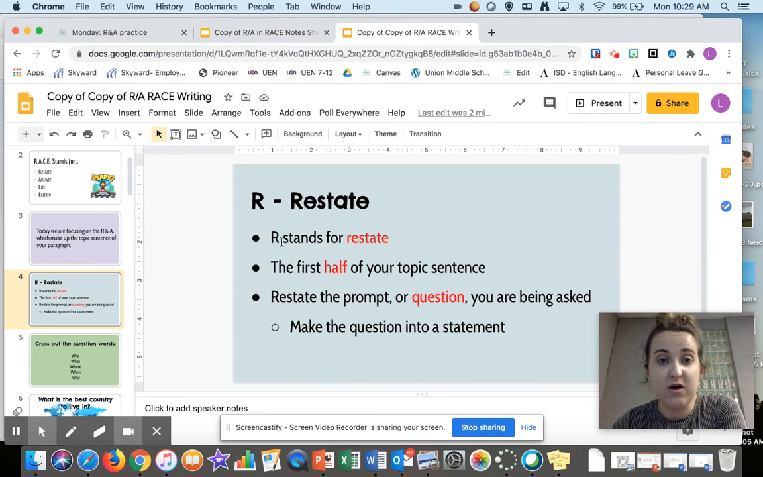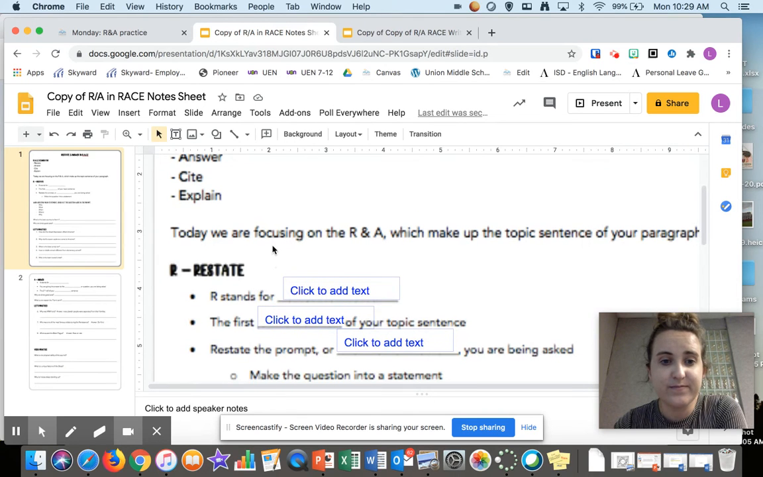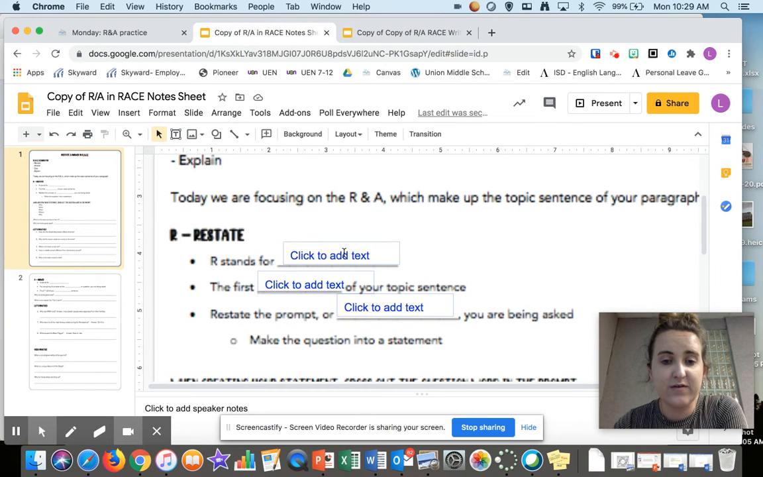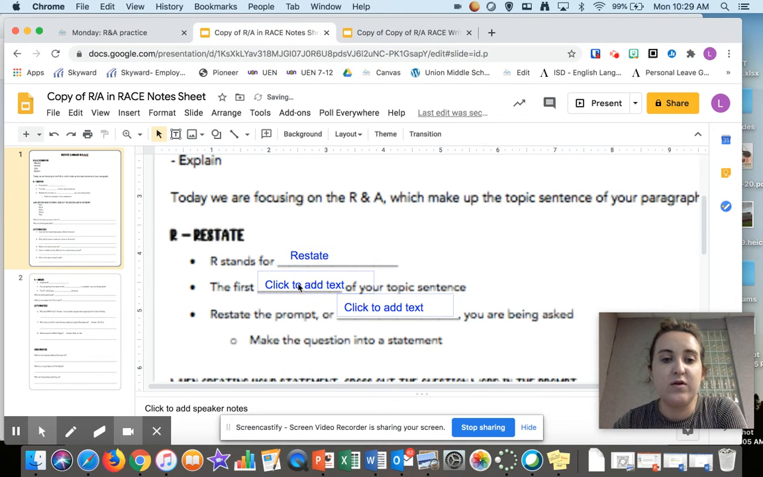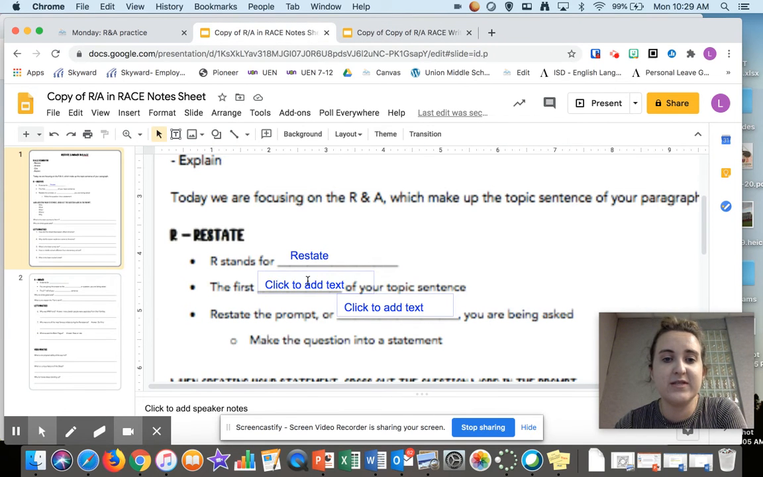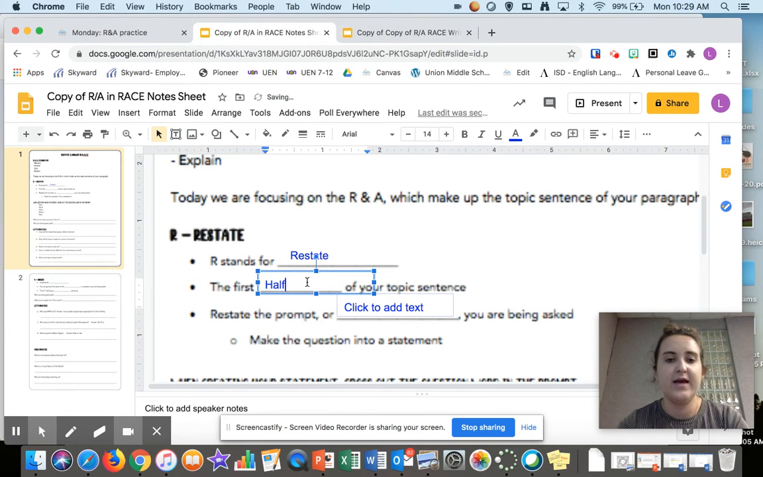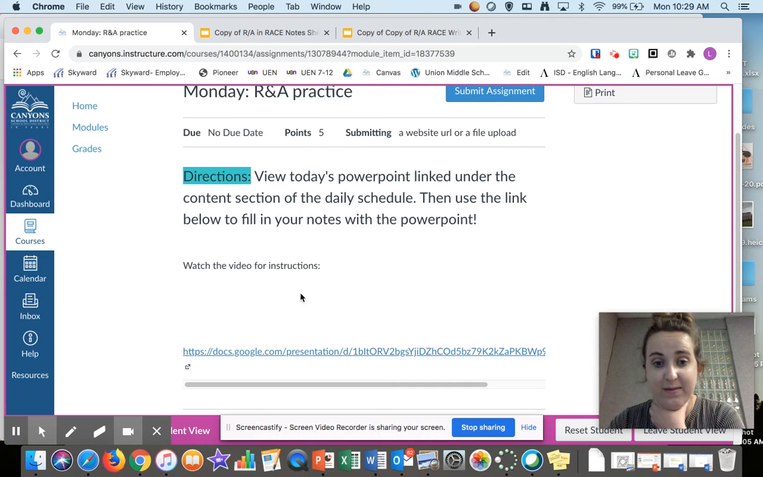So you'll see R stands for restate. So I'd come back to my notes and I'd scroll down. R stands for, and all you have to do is click and write restate. Now I'll go look for my next one that I need. The first half of your topic sentence. So I'll come in here, half. Okay, so that is what you're doing to take your notes. Once you are done, you can come back and submit them here.